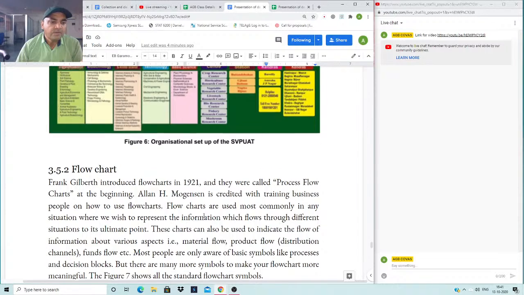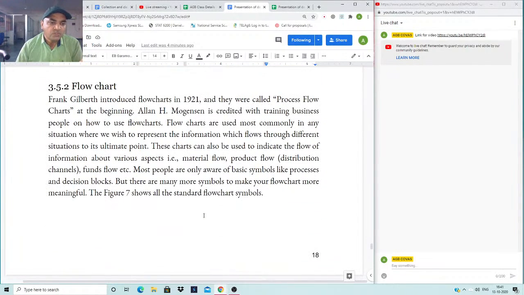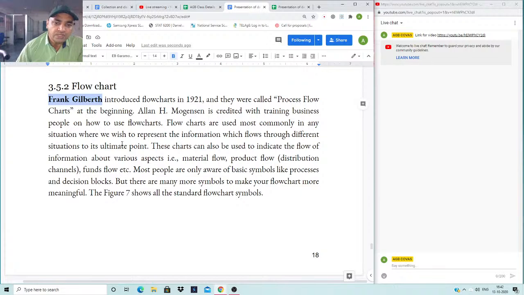Similarly, another type of structure diagram is the flowchart, and these flowcharts were discovered by Gilbert in 1921. Frank Gilbert discovered these flowcharts, and they are also called process flowcharts. Then Mogensen is credited with training business people on how to use this.